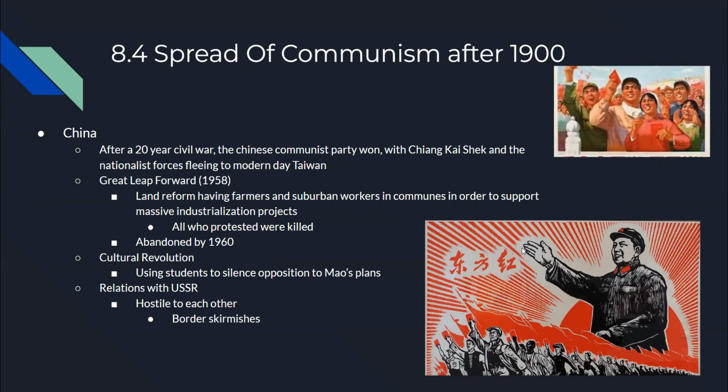Another project by Mao was the Cultural Revolution, which was an attempt to invigorate China's commitment to communism. It silenced critics and opposition to Mao's plans by using students who were extremely radical and caused a lot of tension in the country. Along with that, Chinese relations with the USSR were not too good, with them being hostile to each other and having many border skirmishes.